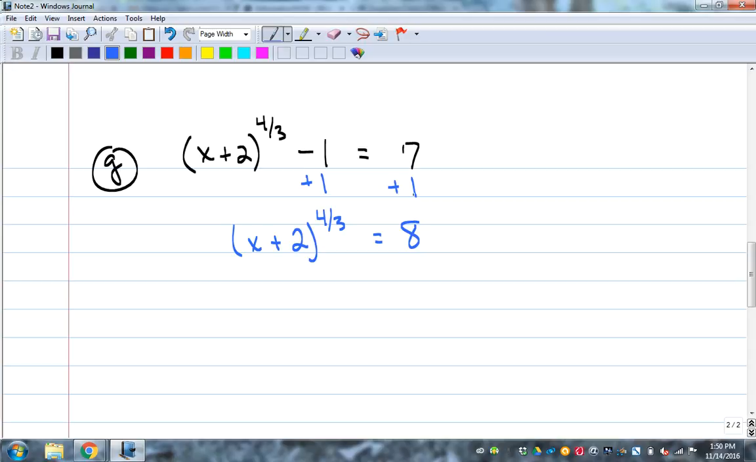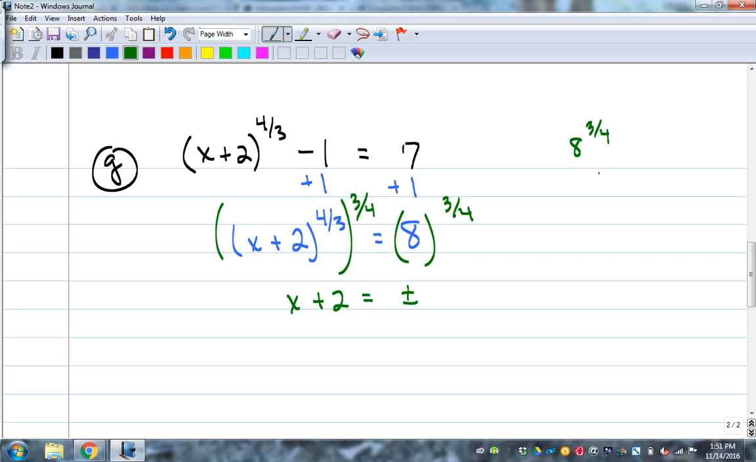Okay. Now what? Okay. Reciprocal power would be 3/4. The answer's going to have plus or minus in it. So we got x plus 2 is equal to plus or minus 8 to the 3/4. So I'm thinking, what's 8 to the 3/4? Yeah, it doesn't work out real nice.